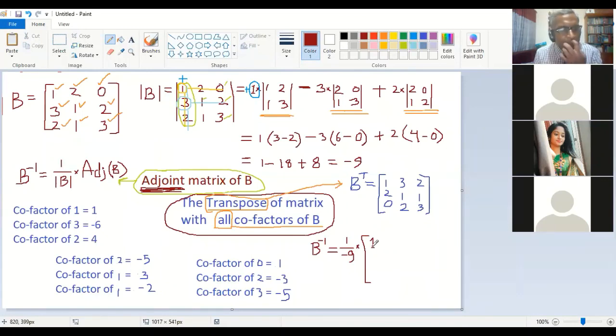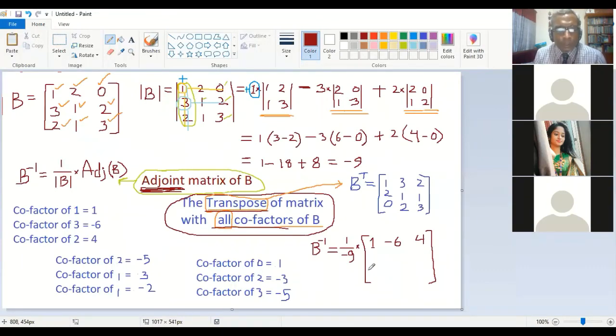It was actually the first column, and now I will write it as the first row. So 1, minus 6, 4 will be the first row. Be careful: first you find all the cofactors, and then you take the transpose.